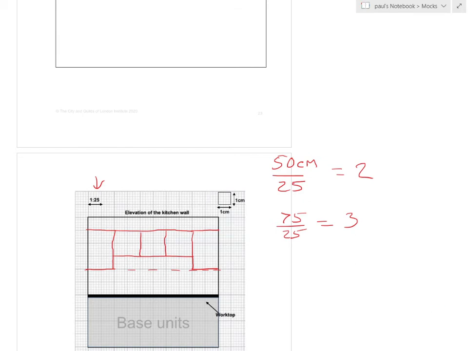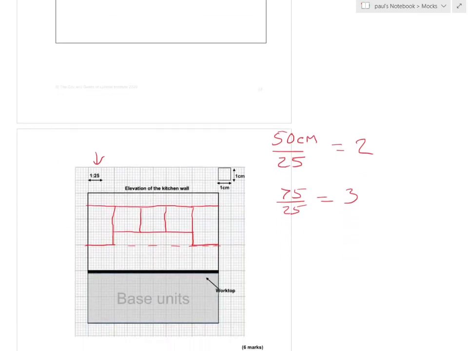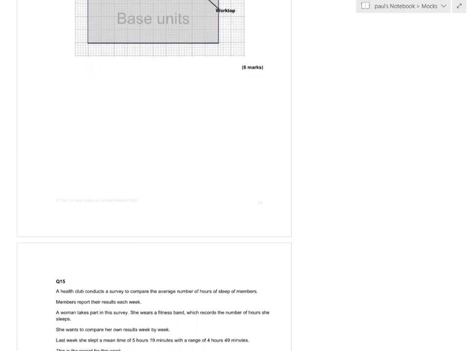Just make sure that they are the same width as each other. Yeah, 50 wide, 50 high, all in centimetres. So there's the kitchen done.